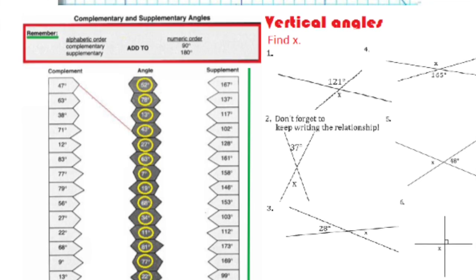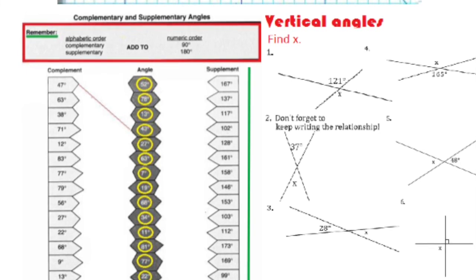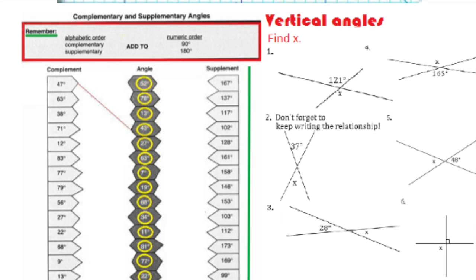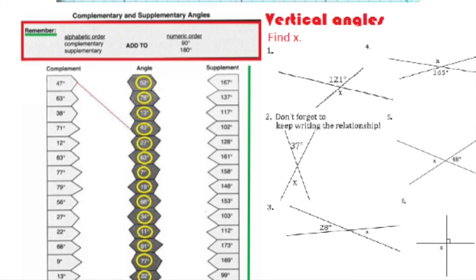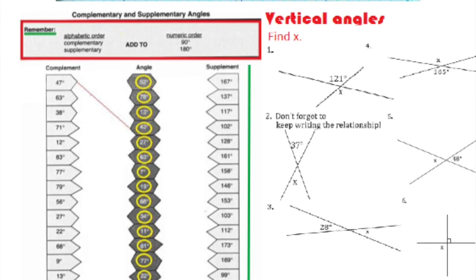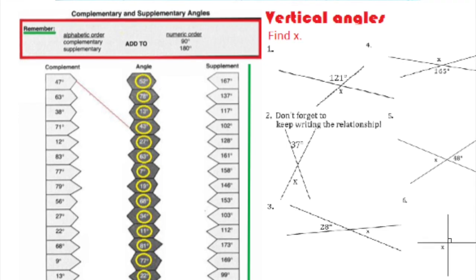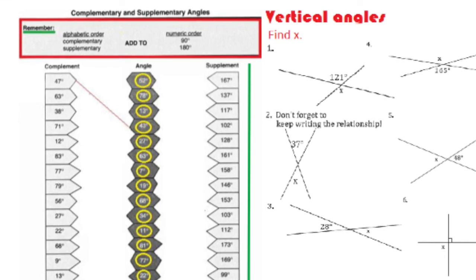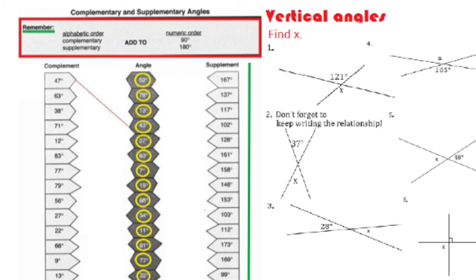On the vertical angles, remember opposite angles are congruent, right? So the missing angle should get the exact same degree as the vertical angle. And if we're asking for the adjacent angle, you take 180 because it's a straight line, and subtract the angle given to find the missing angle.